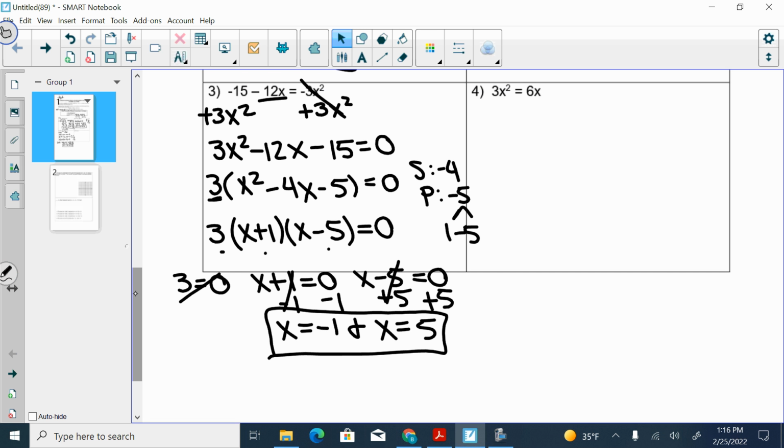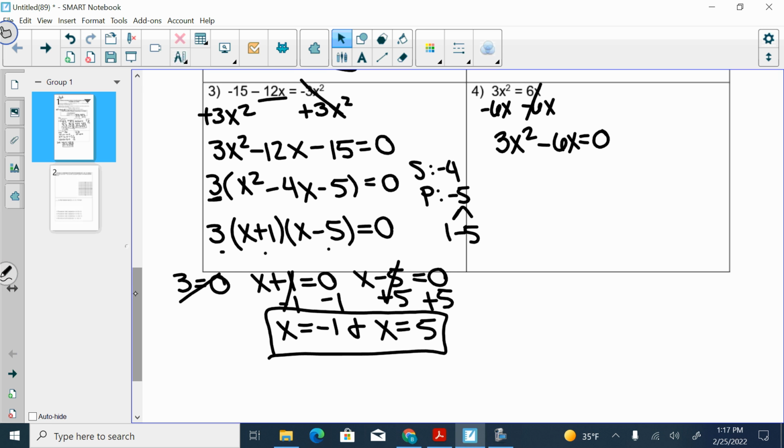Okay. So again, what does the first step on our paper say to do? Set it equal to 0. So we're going to need to move that 6x over. How are we going to do that? Very good. Okay, and is x the same thing as x squared? No, so we can't actually put them together. Right? So I'm just going to have 3x squared minus 6x equals 0. Okay?